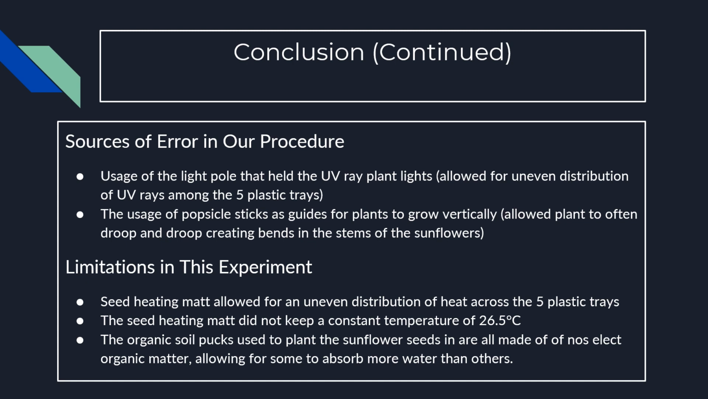So sources of error in our procedure include the usage of the light pole that held the UV ray plant lights, as it allowed for an uneven distribution of the UV ray light among the 5 plastic trays. Additionally, the usage of popsicle sticks allowed for the plants to droop and often fall, creating bends in the stems of the sunflowers.